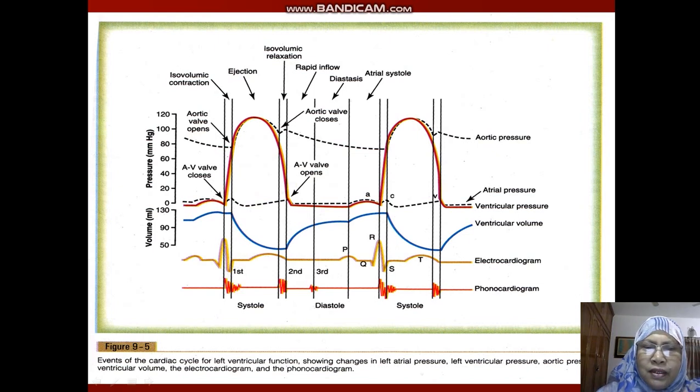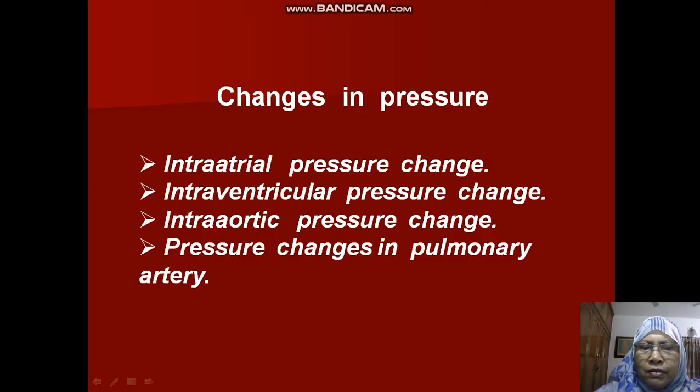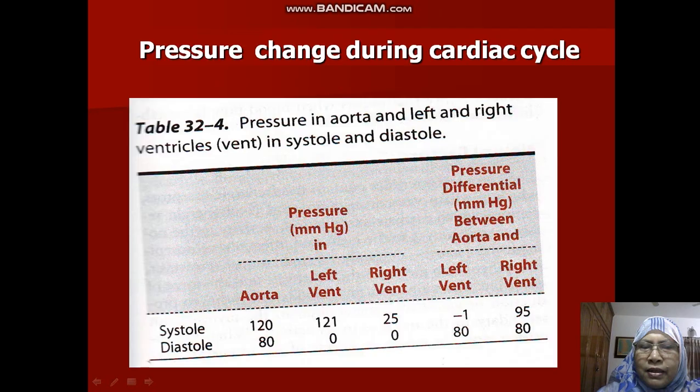In this figure you can see the different changes in the cardiac cycle. This wave indicates the pressure changes. This is systole and this is diastole. The pressure changes occur in the atria, in the ventricle, in the aorta, and also in the pulmonary artery.